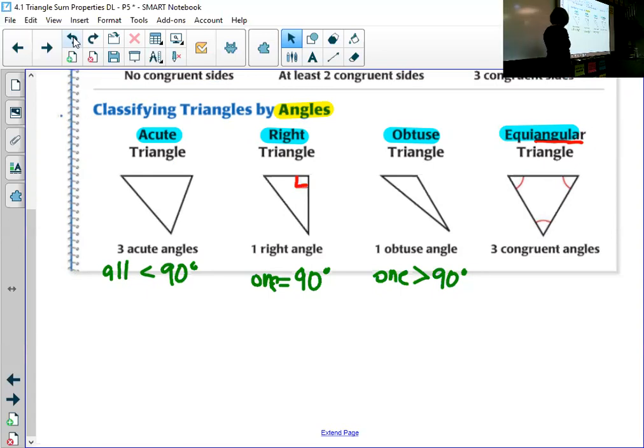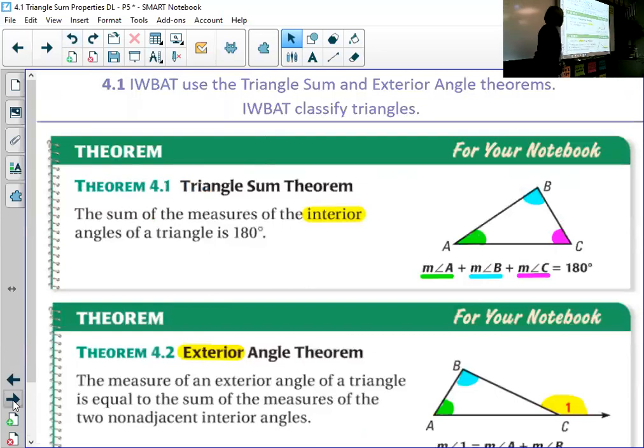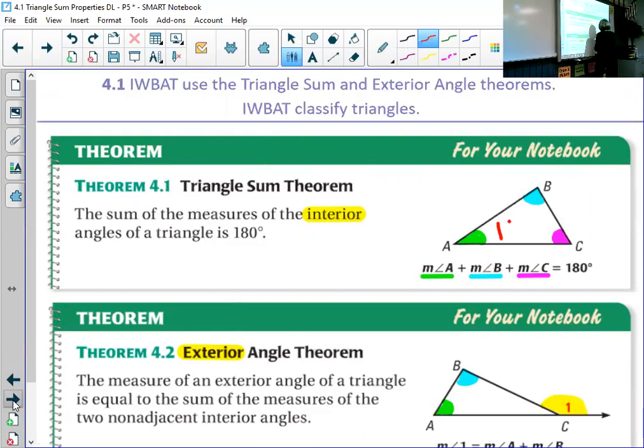All right, the next slide. The triangle sum theorem. The triangle sum theorem states that the measure of the interior angles equals 180 degrees. So in order to form a triangle, all of those angles have to equal 180 degrees. So we take the measure of angle A plus the measure of angle B plus the measure of angle C, we add them up and it equals 180.